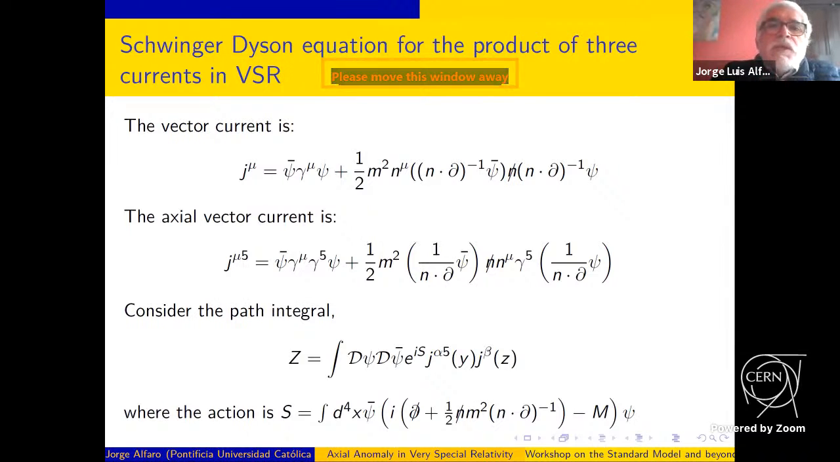As a part of this computation, one realizes that the non-locality introduced in the model produces a different Schwinger-Dyson equation for the product of the currents, which is important to take into account. Remember, this is the vector current, this is the axial vector current. To derive the Schwinger-Dyson equation, we consider the path integral for the product of the currents, where the action is the free action for the electron.